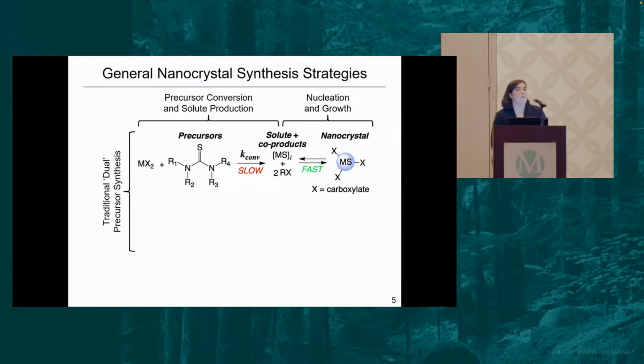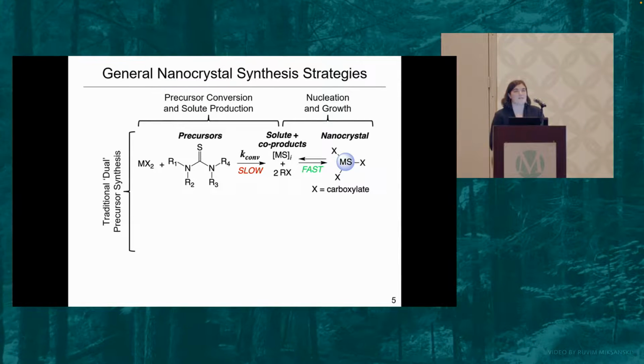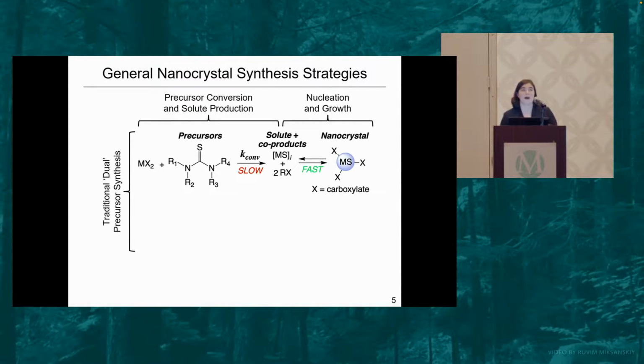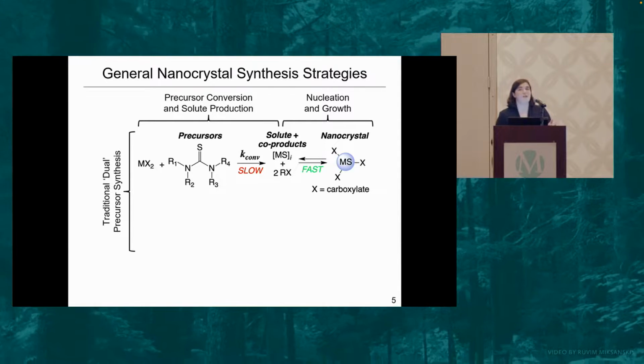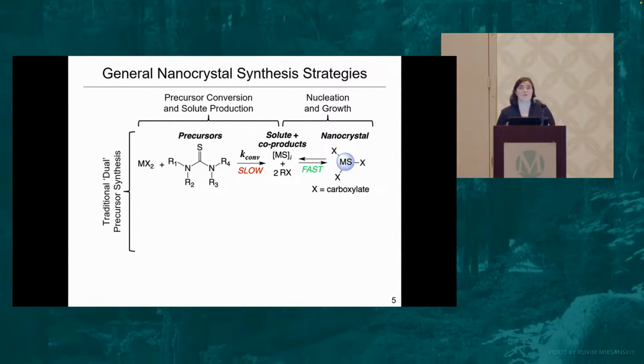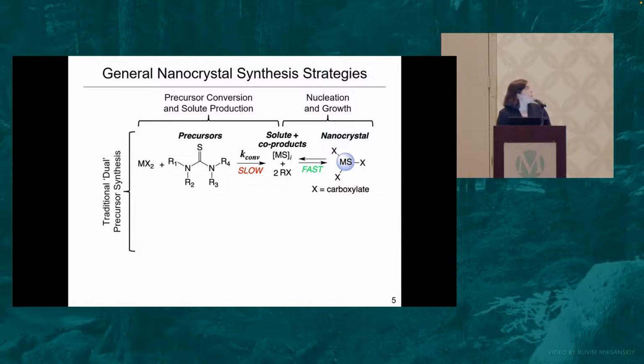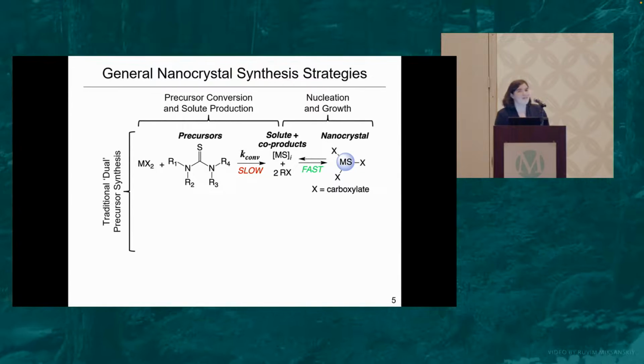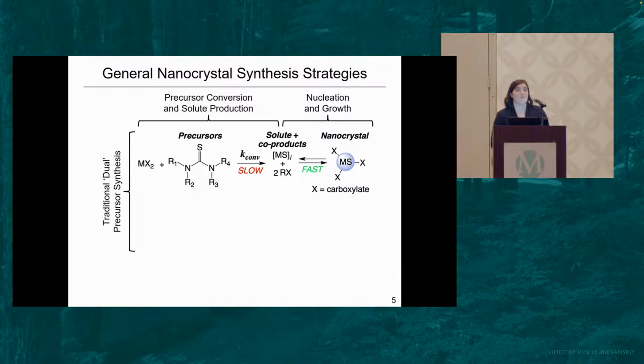When we combine our metal precursor and our sulfur precursor, we assume they undergo a slow conversion step into a solute coproduct species. Some people refer to this as a monomer. I'll refer to it as a solute. To our knowledge, this hasn't been able to be isolated in solution. It's too short-lived. But then once we have that, we assume it undergoes a relatively quick conversion into nucleation and growth of those nanocrystals.